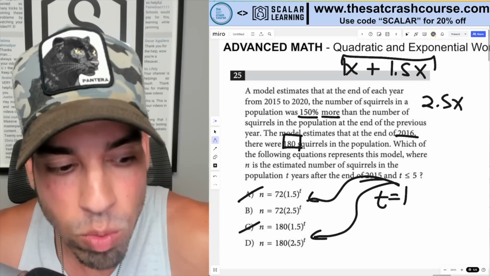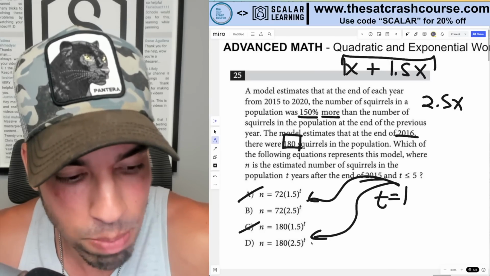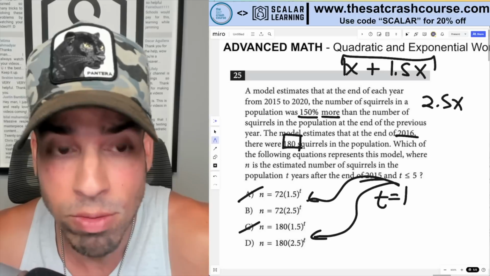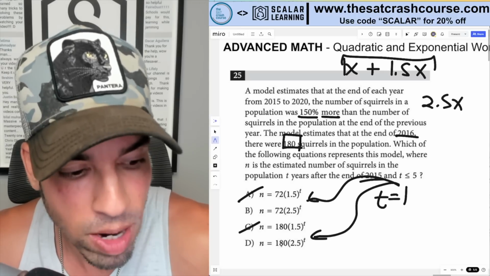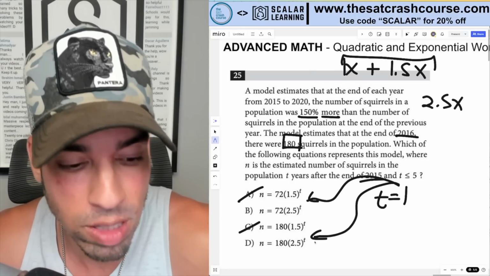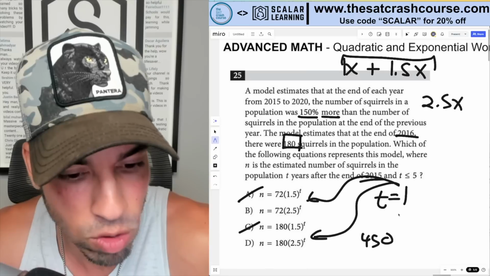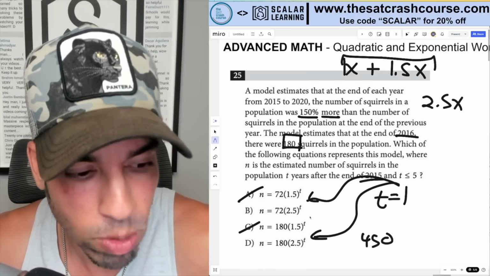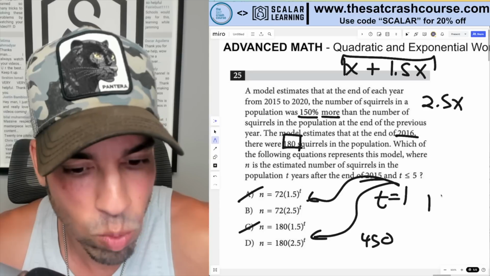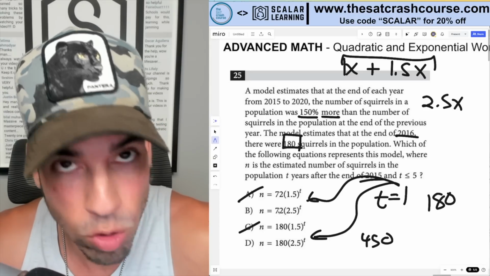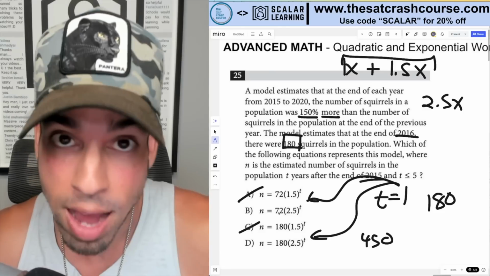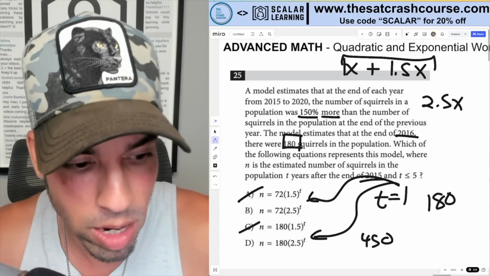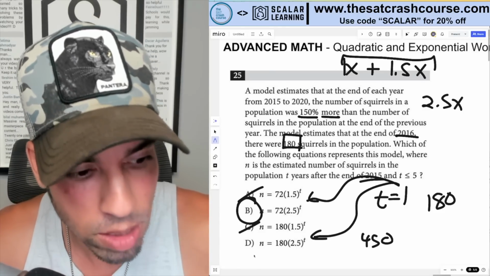Well, I already know right off the bat, D is not going to work because if I plug in 1, I get 2.5 to the first power. And then 2.5 times 180 is 360 plus 90, which is 450. And that is incorrect. But if I plug it in here, I get 2.5. And then 2.5 times 72 is going to give me 180 because double 72 is 144 plus another half, which is 36, gets us to that right answer. So that means B is the winner.